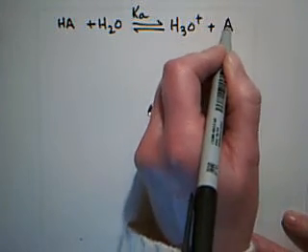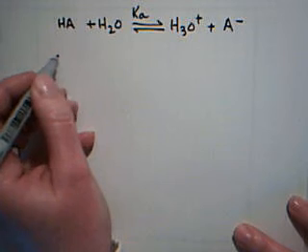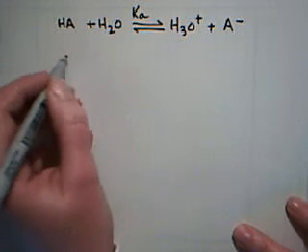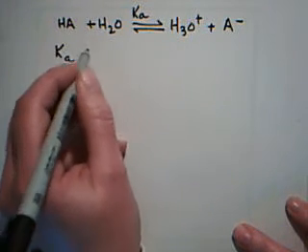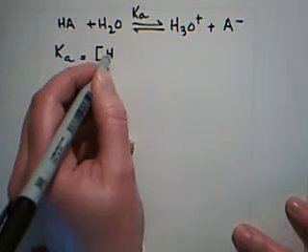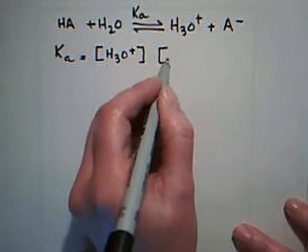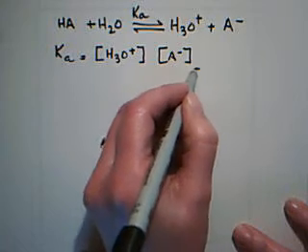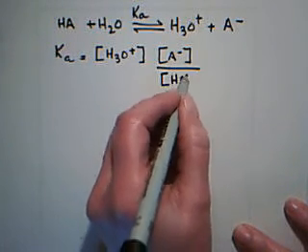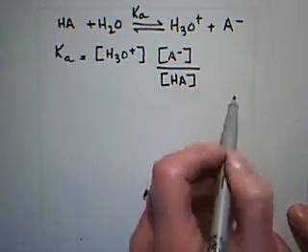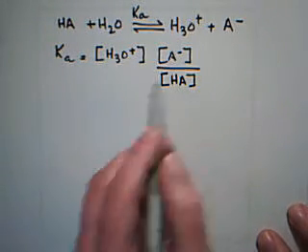H3O plus A minus. Okay. And so we know, let's just go through the motions here. We know that Ka is equal to the H3O plus times the A minus divided by, and because it's all a product, I'm just going to set it up like this.